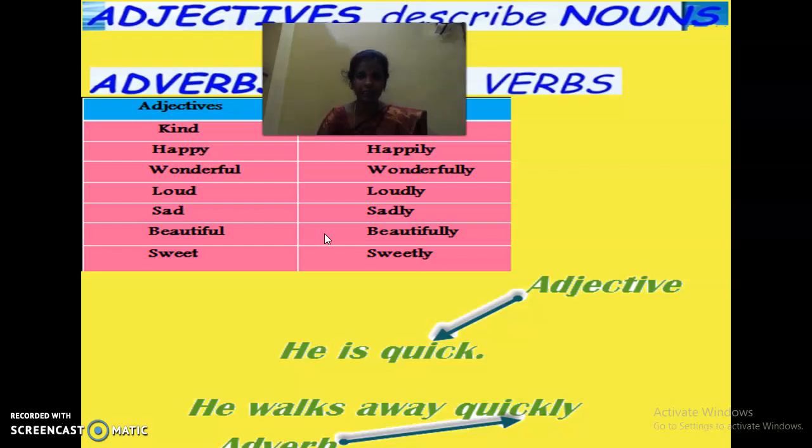Adjectives and adverbs. An adjective describes the noun. An adverb describes the verb. Adjectives are words like kind, happy, wonderful, loud. For adverbs, you have to add ly at the end of the word: loudly, sadly, happily, beautifully. Those words we call adverbs, and an adverb describes a verb.